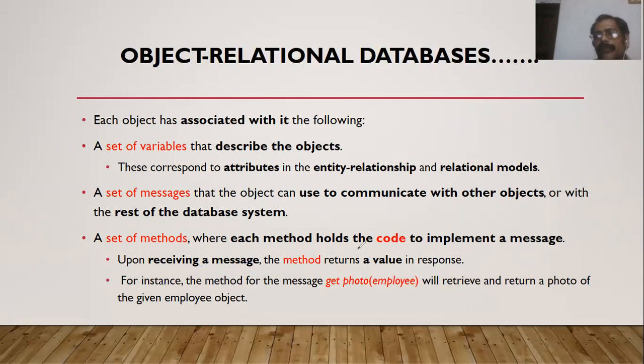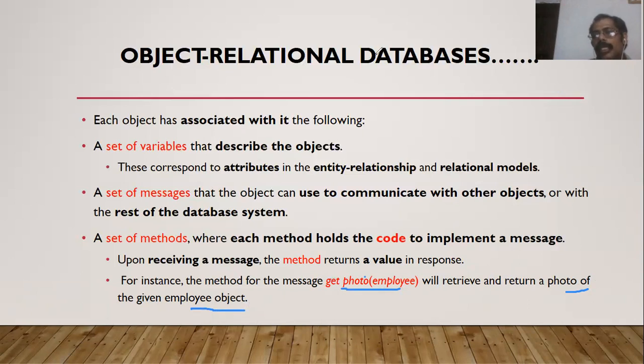Example, the method for the message get photo of employee. Get photo of employee is a message. Then for this message, a method is called. This method will retrieve and return a photo of the given employee object.